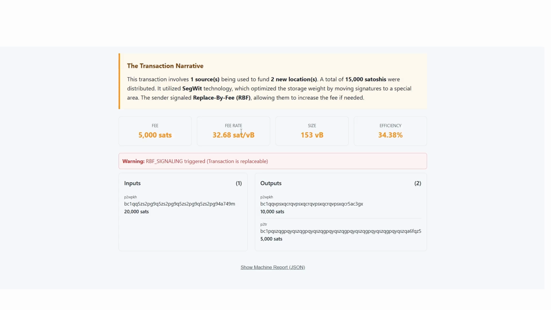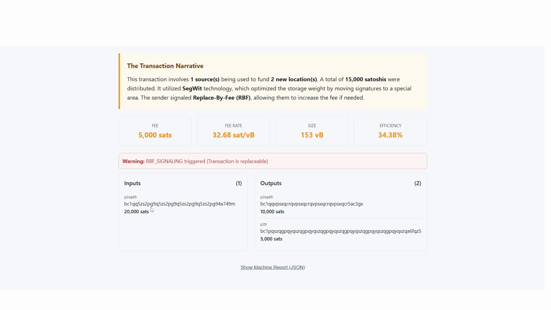SegWit moves the heavy signature data, called witness data, out of the main block space. Our UI visually shows this efficiency, calculating how much heavier this transaction would have been if it used the older legacy format. This difference is also why a transaction has both a standard transaction ID and a WTXID, that is called the witness transaction ID.